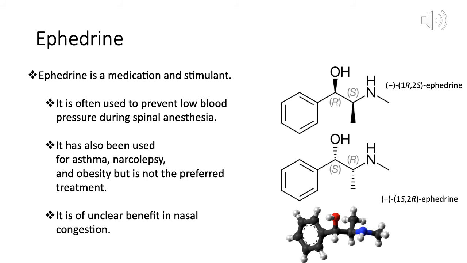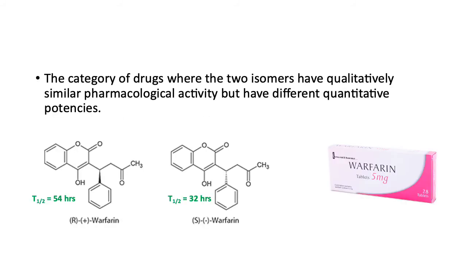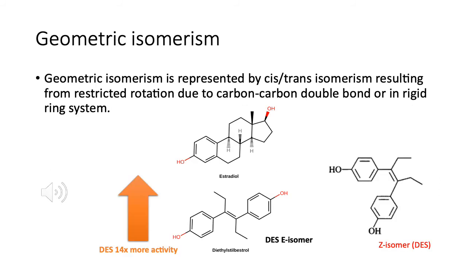Ephedrine is a substituted amphetamine and has a structural similarity to methamphetamine, and this differs from methamphetamine only by the presence of a hydroxyl group. Geometric isomerism is represented by cis or trans isomerism, resulting from restricted rotation due to the carbon-carbon double bond or in a rigid ring system.